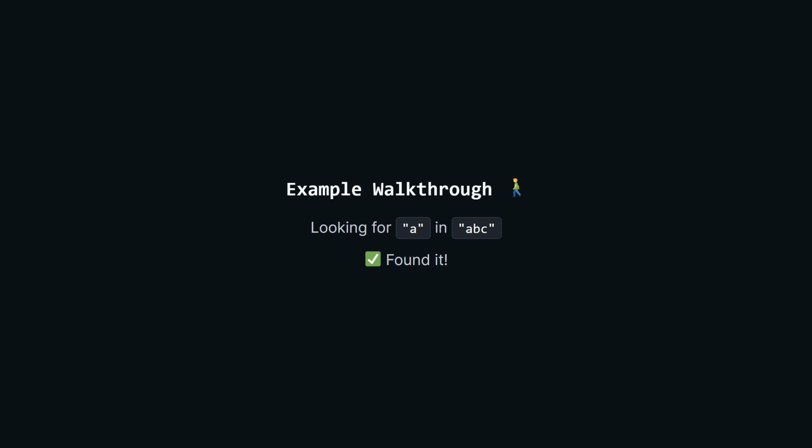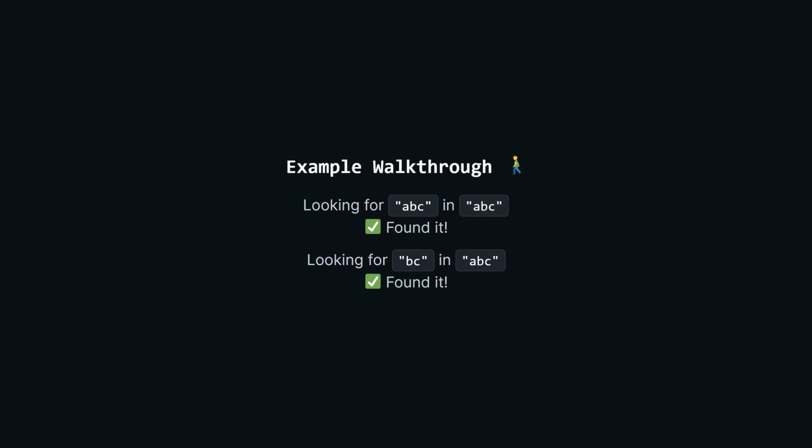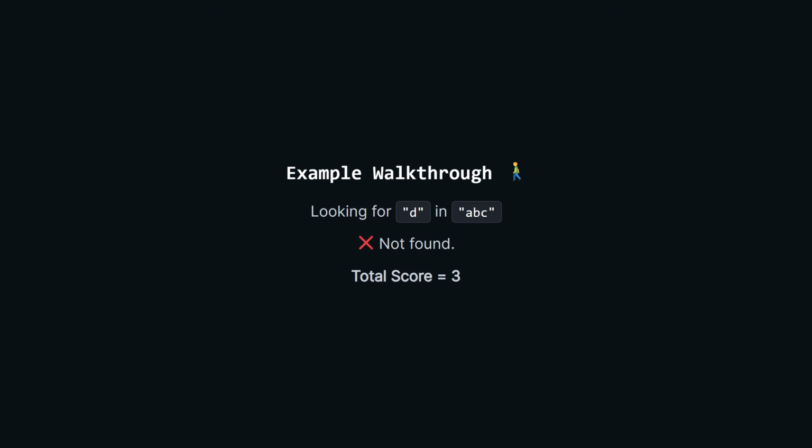Let's look at the first example. If we take our first pattern, the letter A, we can easily see it right at the start of our main word, A, B, C. So that's one match. Moving to the next ones, the pattern ABC matches the entire word perfectly. And the pattern BC is right there at the end, so both of those count as well. But if we look for the letter D, it is nowhere to be found inside our word. So out of 4 patterns, 3 of them were a match, and we would return 3.